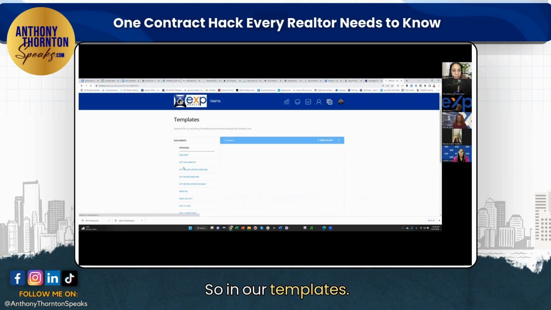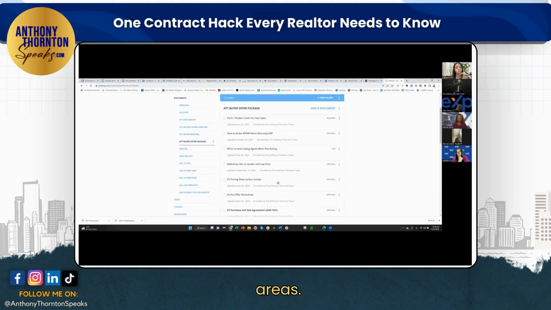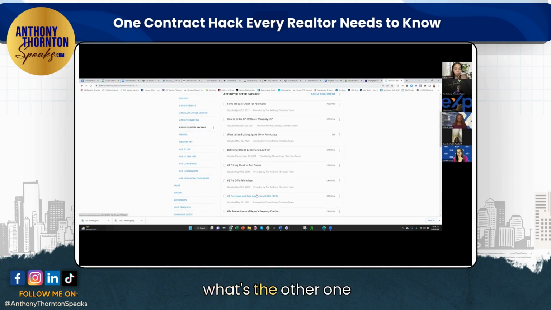So in our templates, and you guys have whatever system you're using where these documents are. If you're at EXP, Juanita, aren't all the forms in SkySlope? Not all of them yet. Well, okay. I mean, for your state? Most of them are there. But if they're not in SkySlope, where are they? They're in Transaction Desk. Transaction Desk is mostly where they are. Or you can get it. There's a whole bunch of different, there's like 3 areas. What's the other one again?